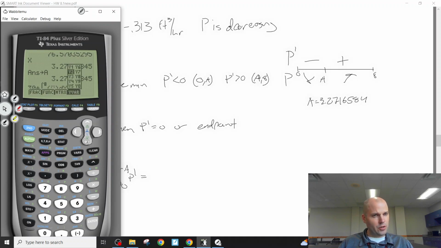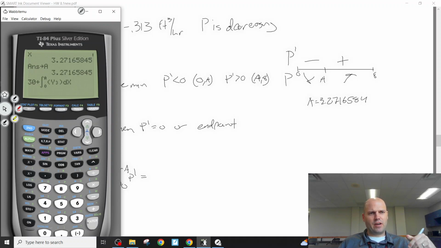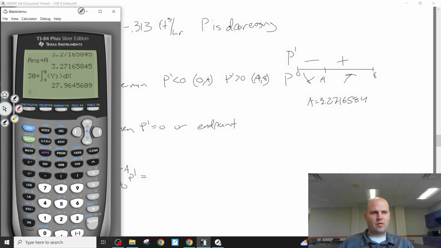Make sure you're using the correct thing. I can see how some of you are going to mess up on this, because you're going to keep using y1, when in reality we're using y3, which is our derivative, which is r minus d. 27.964. Again, could you have gotten this by separating it?